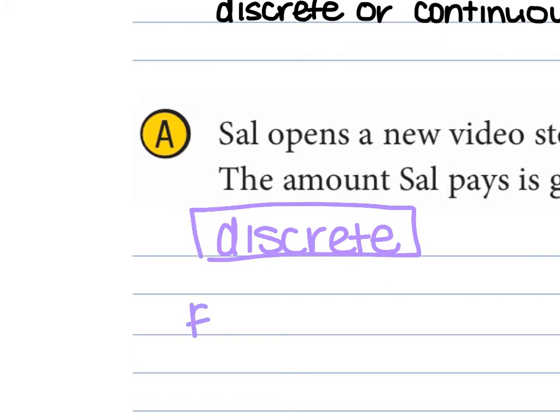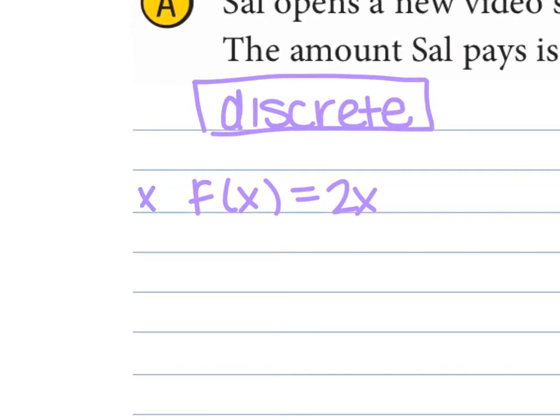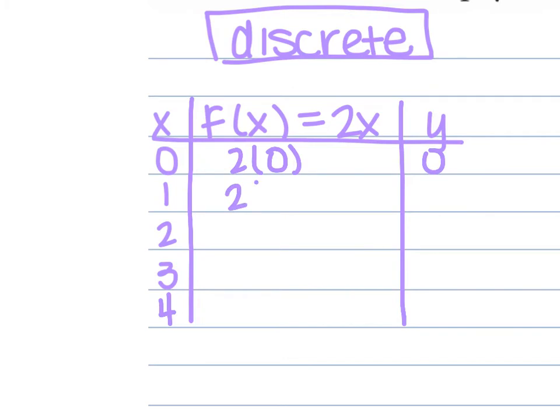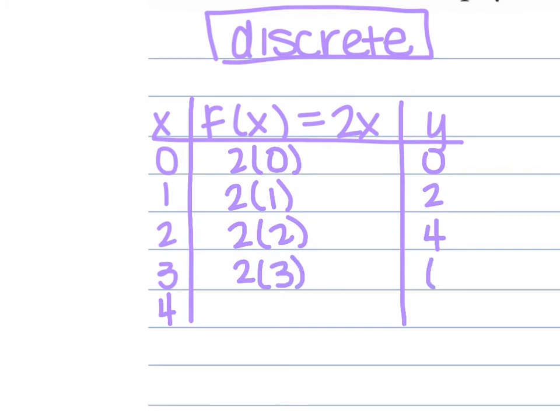If we take f of x is equal to 2x and we form a function table to find our x and y's, he can either buy 0 DVDs, 1, 2, 3, 4, and so on. So we're going to have 2 times 0, which is 0, 2 times 1, which is 2, 2 times 2, which is 4, 2 times 3, which is 6, and 2 times 4, which is 8. And this would continue to go.